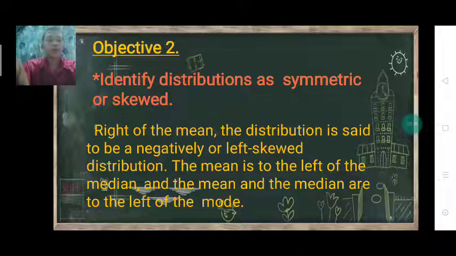Objective 2. Identify distributions as symmetric or skewed. If the tail is to the left of the mean, the distribution is said to be a negatively or left skewed distribution. The mean is to the left of the median, and the median and the mean are to the left of the mode.